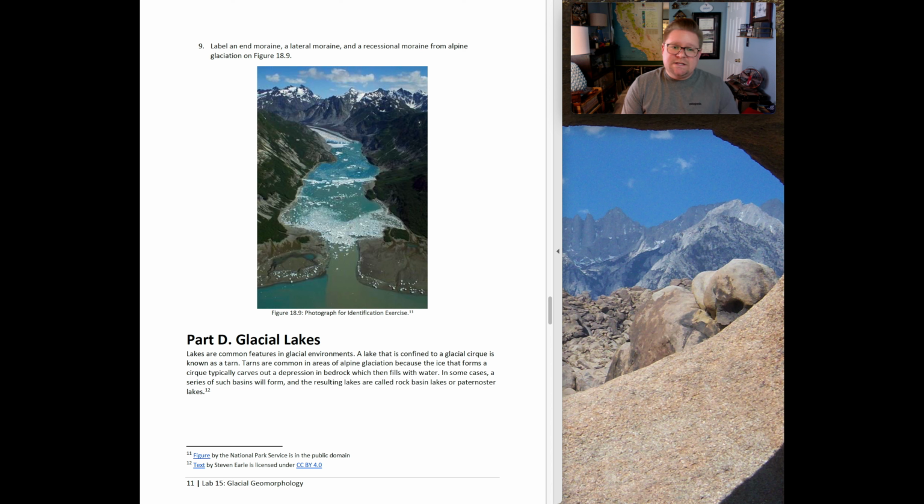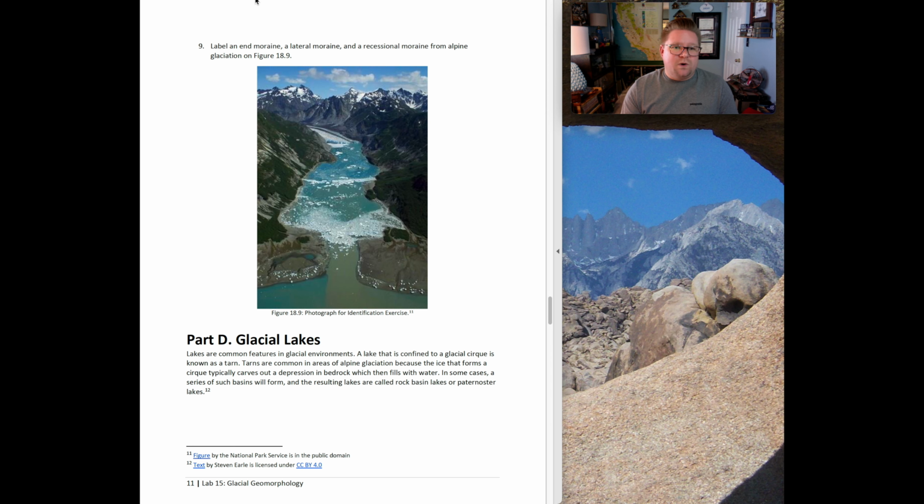So Part D is called Glacial Lakes. Now, we've talked about erosional and depositional features, and one more set that we need to discuss are the lakes themselves. It says down here that lakes are common features in glaciated environments. A lake that is confined to a glacial cirque is known as a tarn. Tarns are common in areas of alpine glaciation because the ice that forms a cirque typically carves out a depression in bedrock, which then fills with water after the glacier is gone.